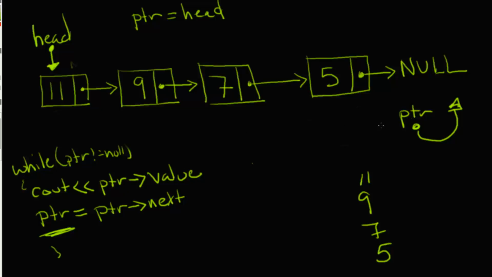Right, so this ptr is changing, whereas our head is not. So if I need to traverse this list again, then all I need to do is just type this again, and then I can go through the list all over again. So that's why it's important to keep the head at the beginning of the list.